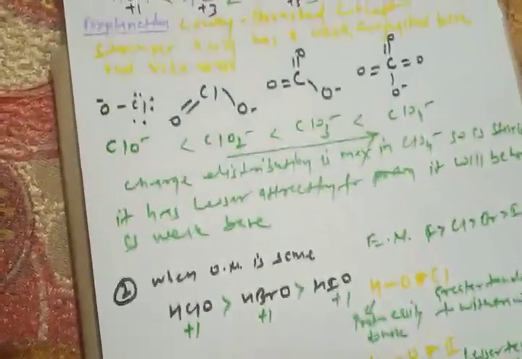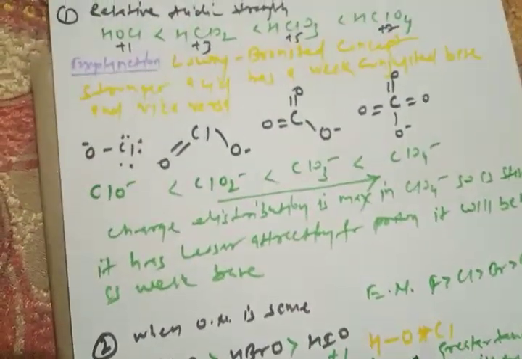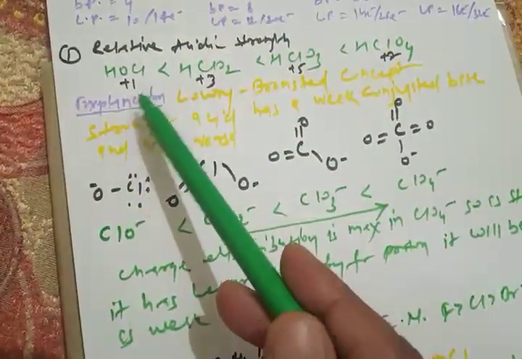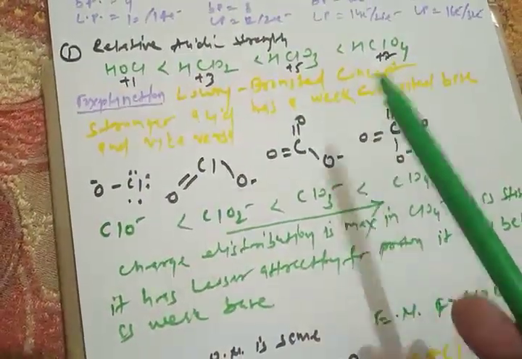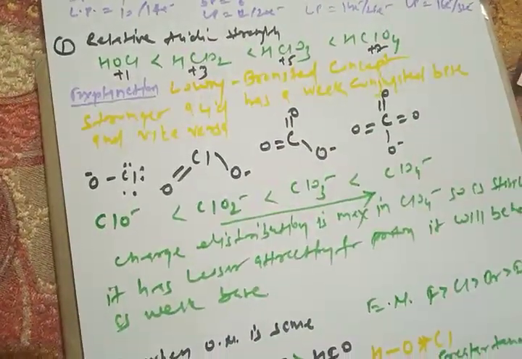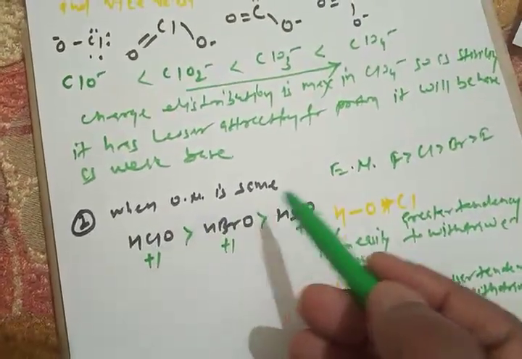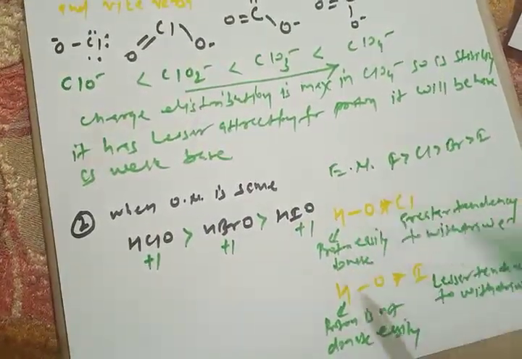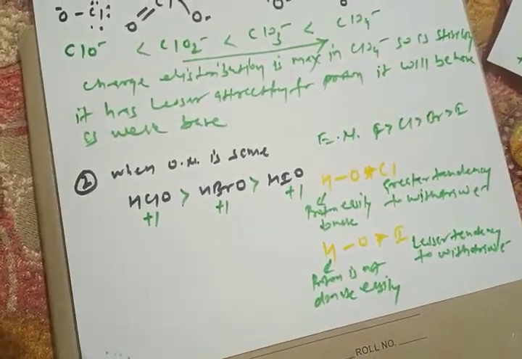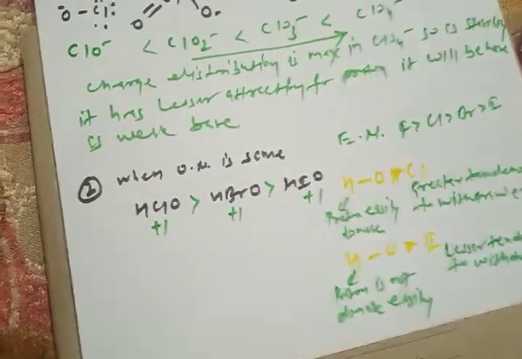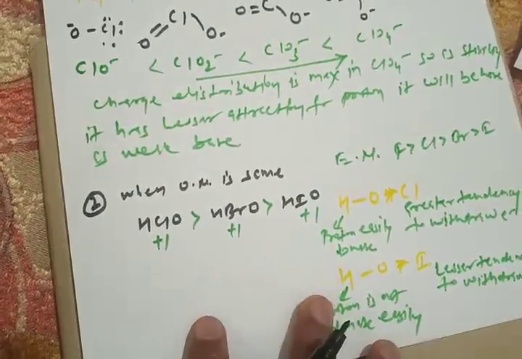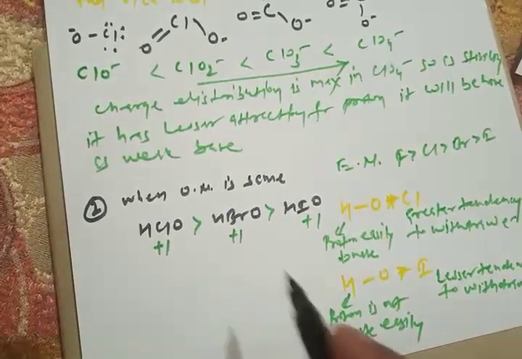So we have discussed two examples of relative acidic strength. The first example is based on different oxidation states, so this concept is clear by the conjugate base concept. And the second one, when the oxidation number is the same, is based on electronegativity. So this is all from the halogen family first lecture, where we discussed the various properties of halogens and oxoacids of halogens.